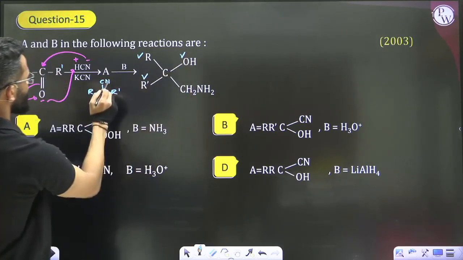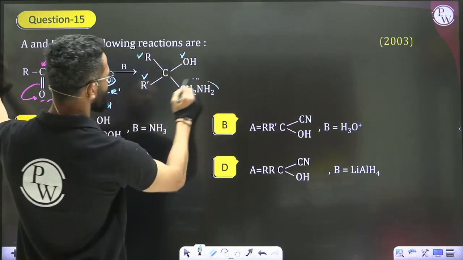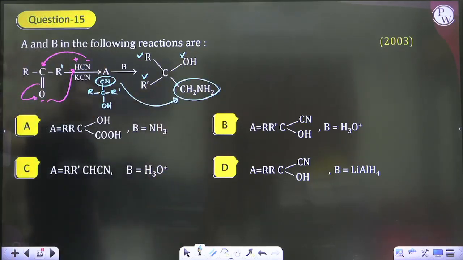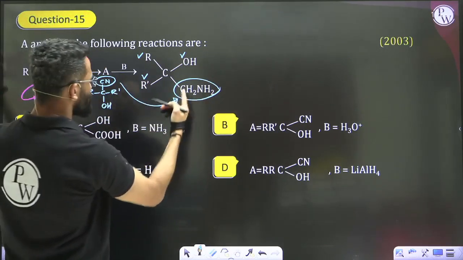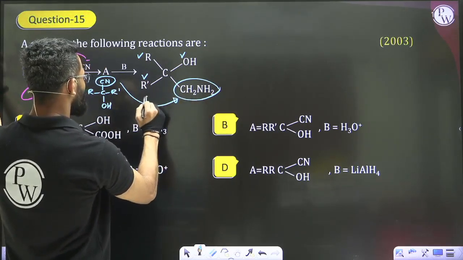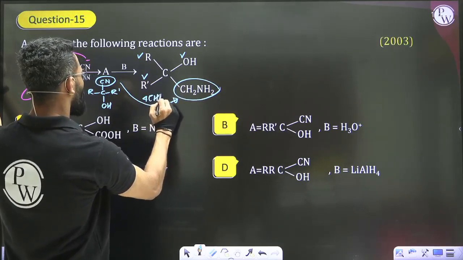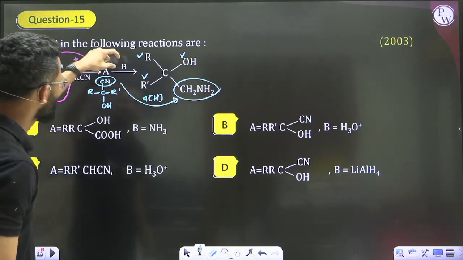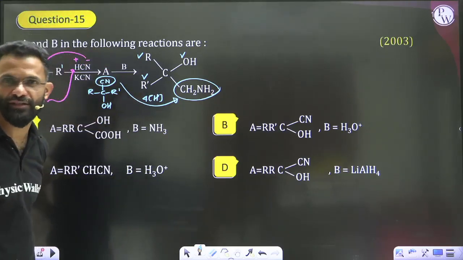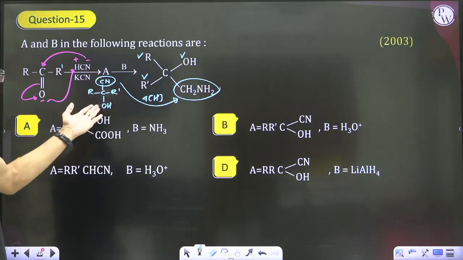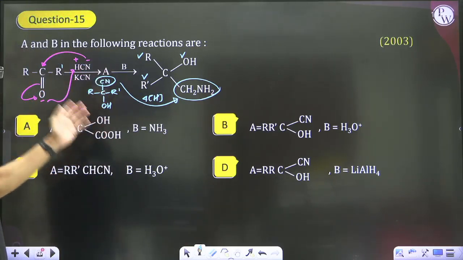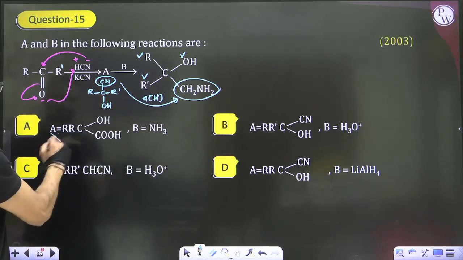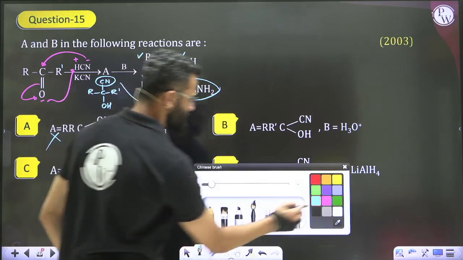Meaning the change that has taken place is with respect to CN. CN has been converted to CH2NH2. If you observe this change, CN is converted to CH2NH2, which means we are carrying out reduction. So a reduction of nitrile has been carried out to give a primary amine, meaning the reagent B that we are using here has to be a reducing agent. Let's observe A and B respectively in the options. So this is ruled out because in A there is no carboxylic acid.